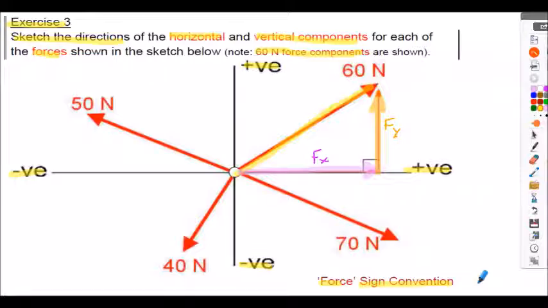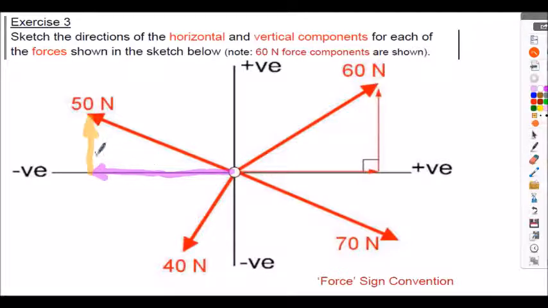What I would encourage you to do is to try and resolve the 50 Newton force, the 40 Newton force and the 70 Newton force into what you think are the x and y components. In other words, the Fx force component and the Fy force component. So if we now consider the components for the 50 Newton force, I will have my Fx component here in this direction. I will have my y component on the end of the Fx in this direction.